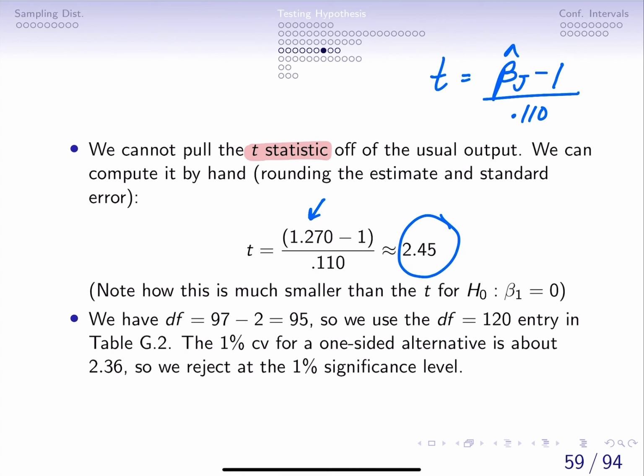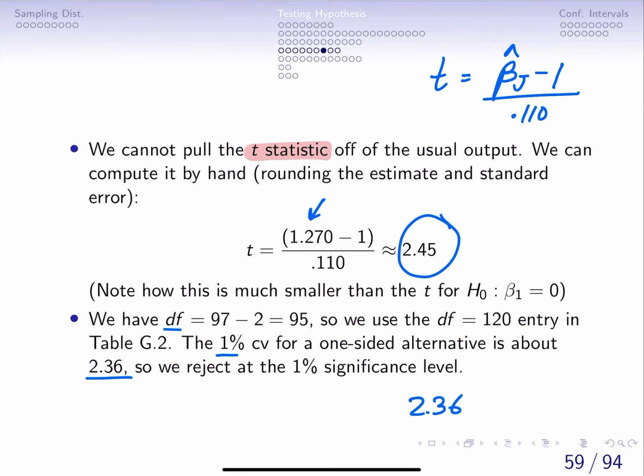Okay, so once we know the t-statistic, we can go to the tables and we can see what our degrees of freedom are and at what significance level we want to conduct the test, okay? And remember, this is a one-sided test, because our alternative says that beta j is greater than 1. Okay, so the 1% value is 2.36. Okay, so at 1%, the value is 2.36. I should write this on the right-hand side.